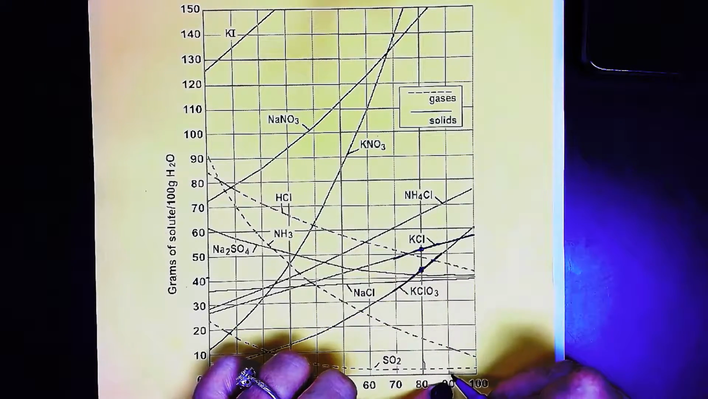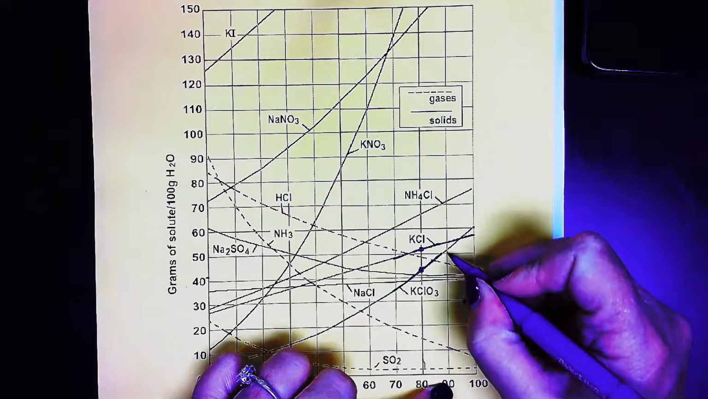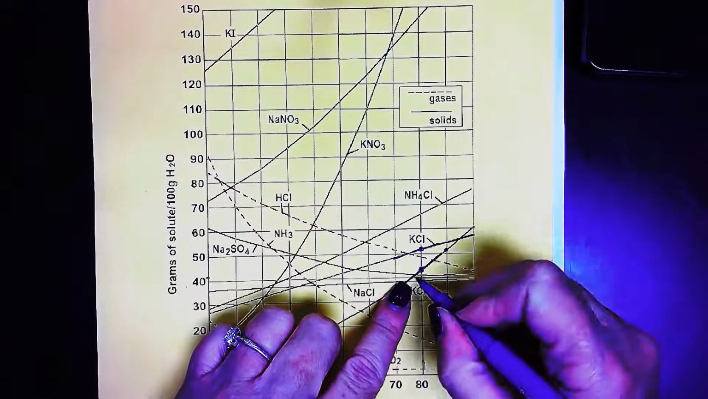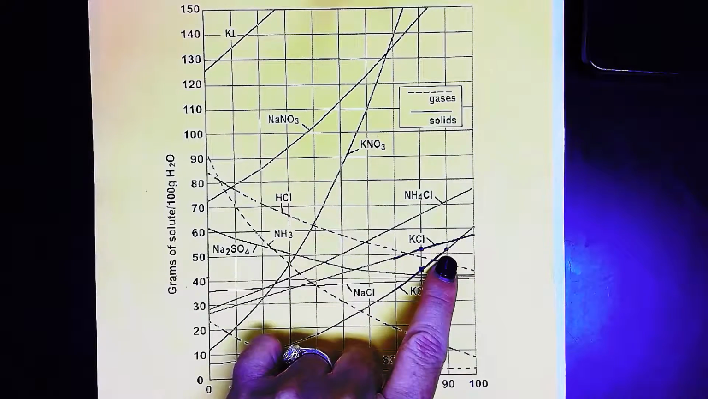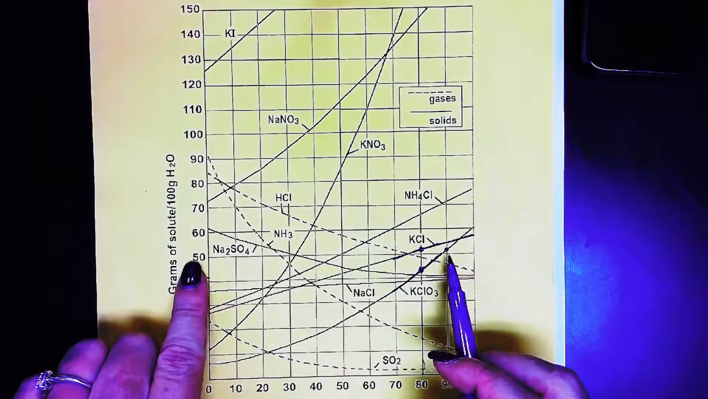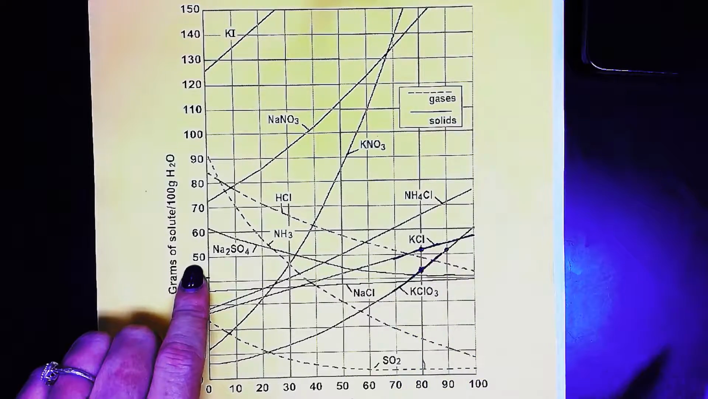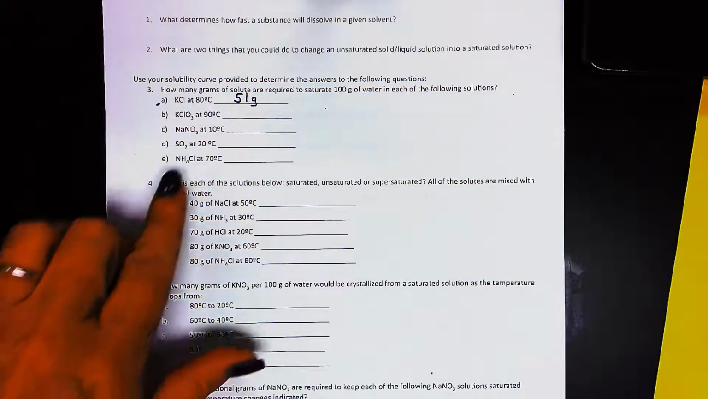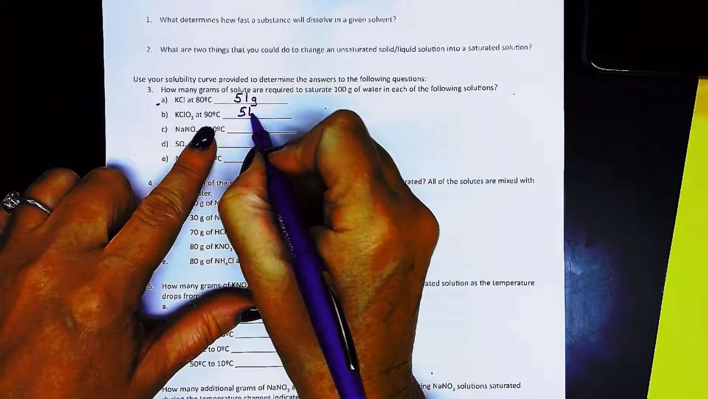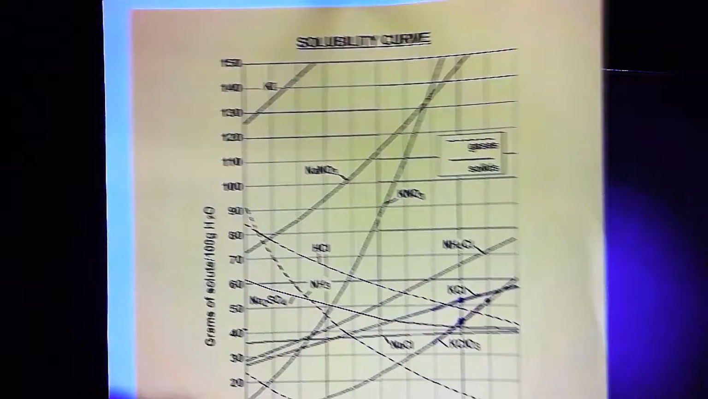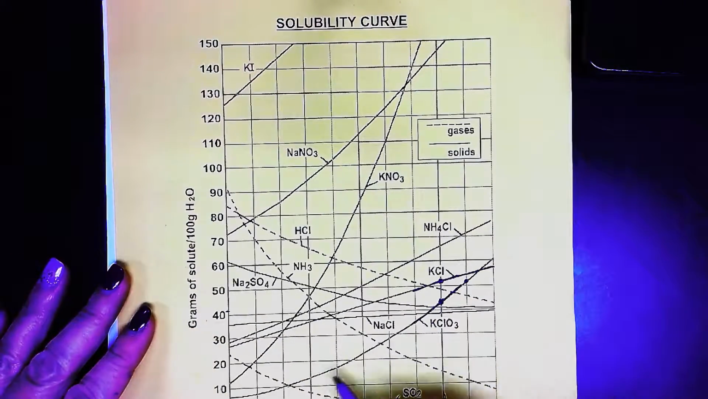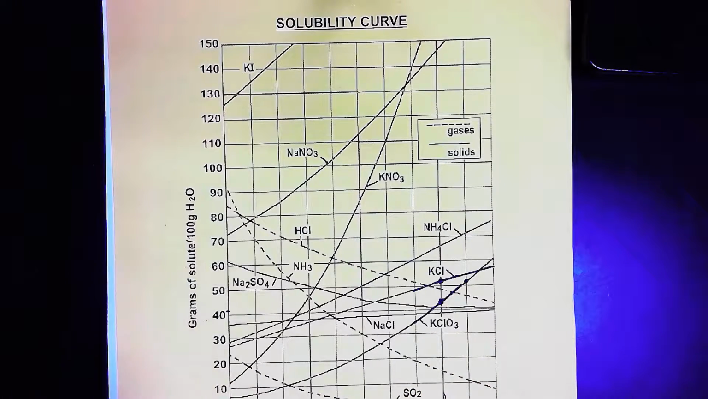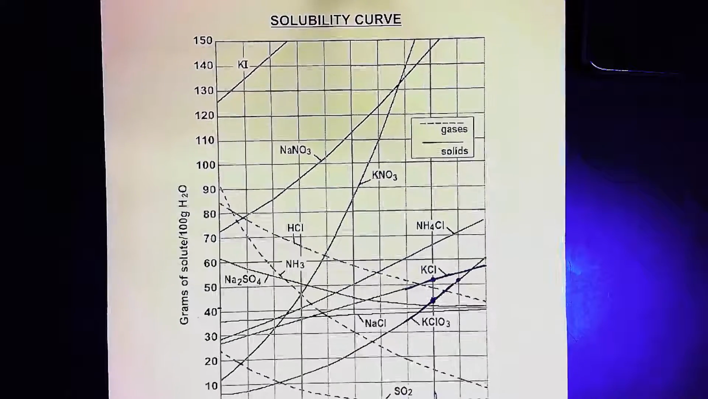And this time we're at 90 degrees. So I'm going to follow 90 degrees up until I hit the KClO3 line. Again, it's just a little tick over the 50 gram mark. So again, same number. I'm going to say that it takes 51 grams of KClO3 at 90 degrees to create a saturated solution. Remember, saturated solutions are always going to be points directly on those lines. So that's question number 3.